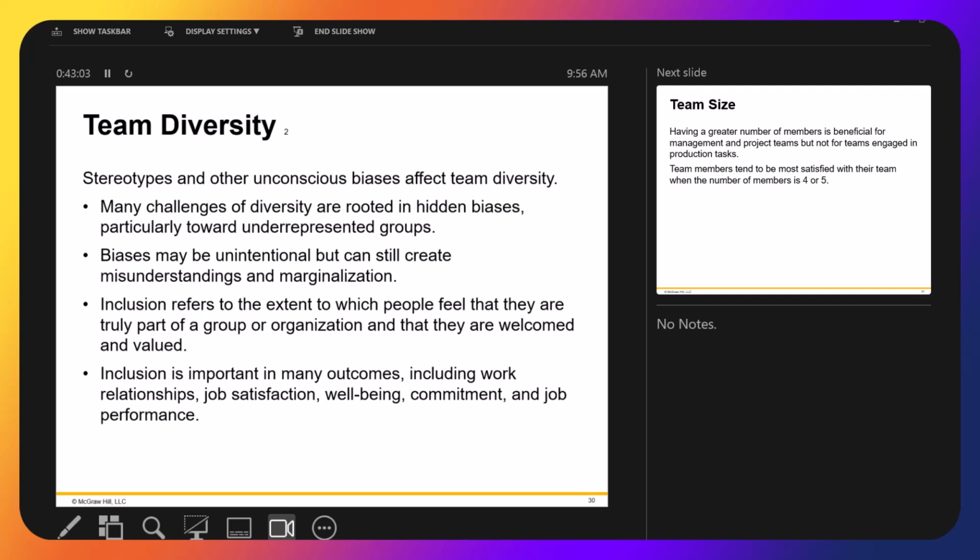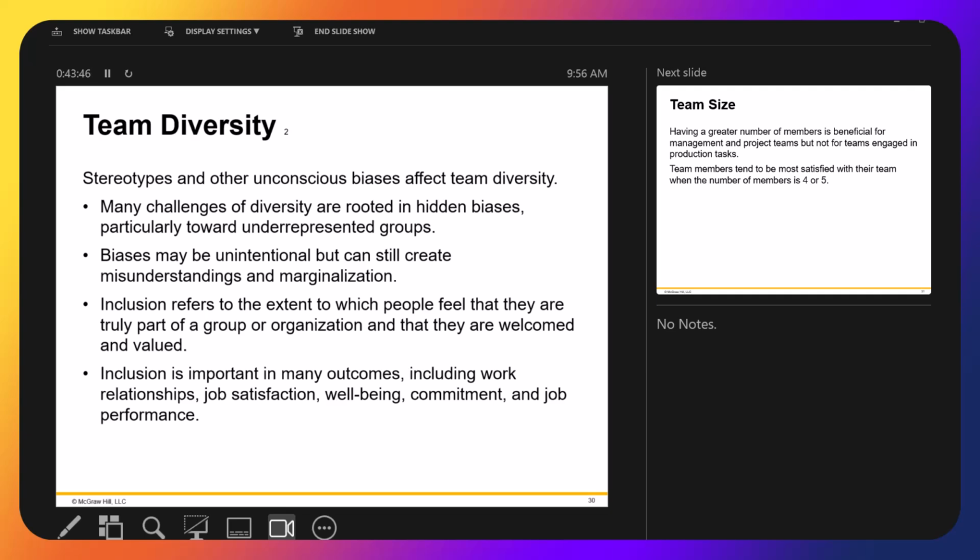Team diversity. Stereotypes and other unconscious biases affect team diversity. Many challenges of diversity are rooted in hidden biases, particularly towards underrepresented groups. So do you understand what unconscious bias is? This is something where people are not aware that they have a bias, and they don't understand that they have one even though they don't think that they do. And I'll give you an example. Sometimes it's difficult for some people to deal with folks who are unlike them if they don't have much experience dealing with someone. They only know what they've heard or what they read about or what they've seen on TV. Biases may be unintentional, but can still create misunderstandings and marginalization.